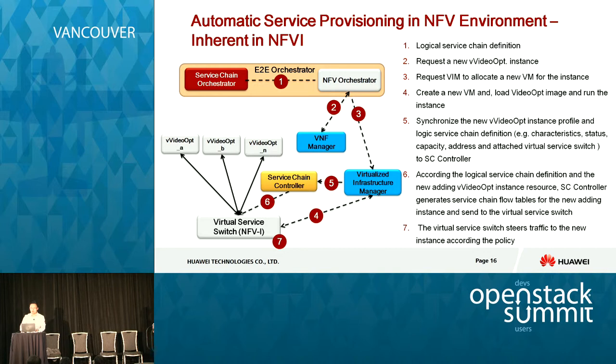The sixth step would be, according to the logical service chain definition and the newly added instance resource, the service chain controller can generate service chain flow tables for the newly added instance and send them to the virtual service switch. Here the service chain flow can be OpenFlow or NSH or something like that, PBR, policy based route, or anything like that. And finally, the virtual service switch steers traffic to the new instance according to the policy. This is all intent-based.